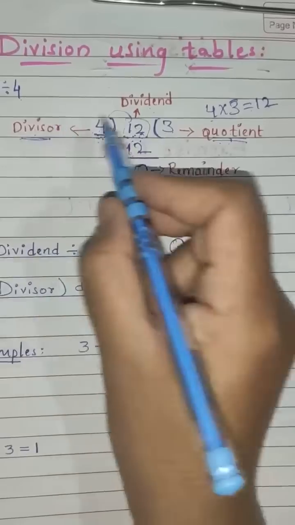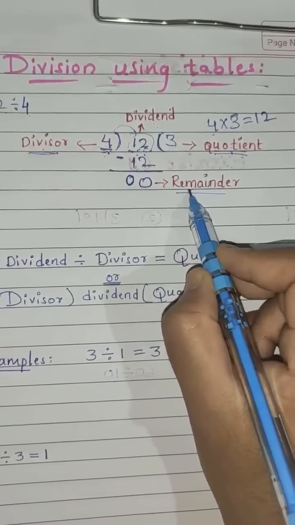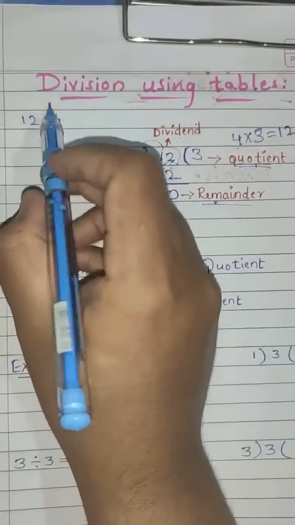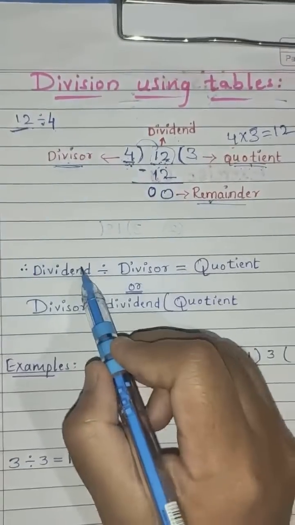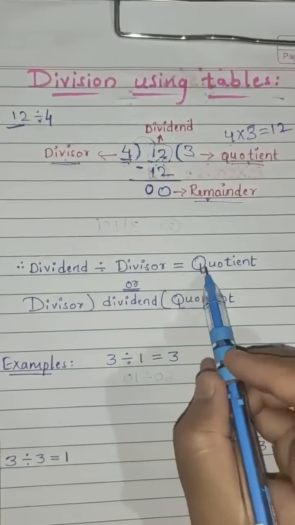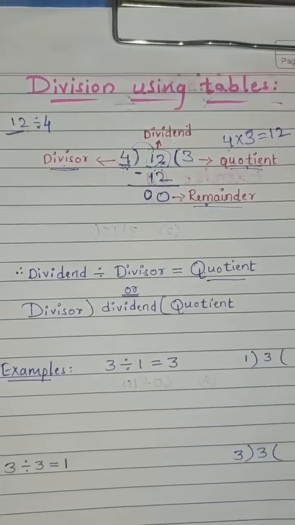Dividend, divisor, quotient and the remainder. Understood, children? Here you can see the dividend, this 12 is the dividend. So 12, the dividend, divided by the divisor 4 is equal to the answer, the result of the division. That is called the quotient.